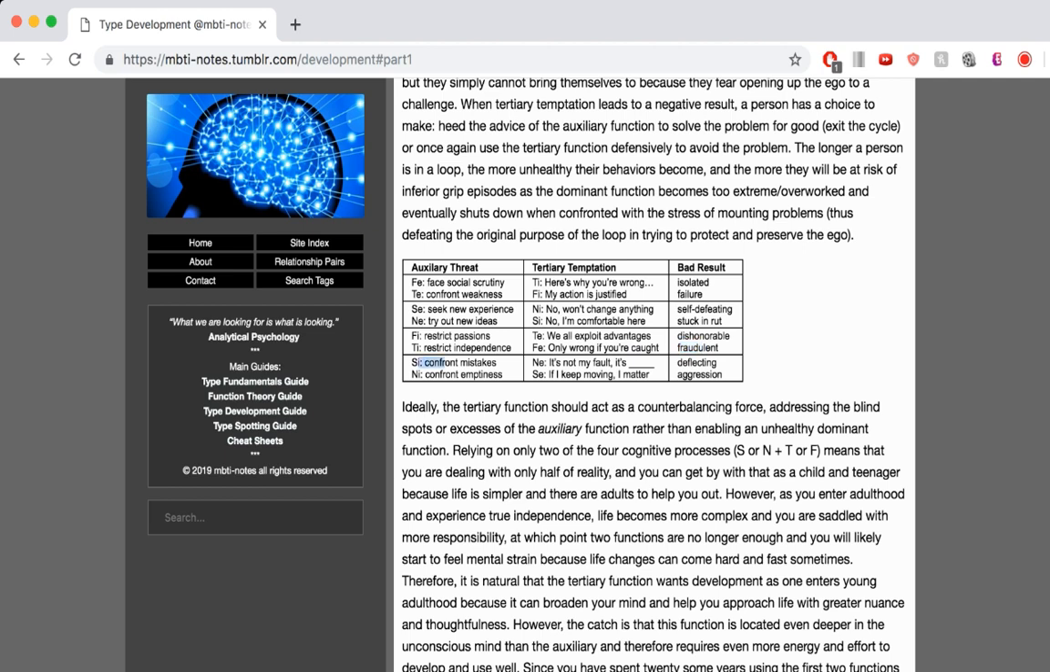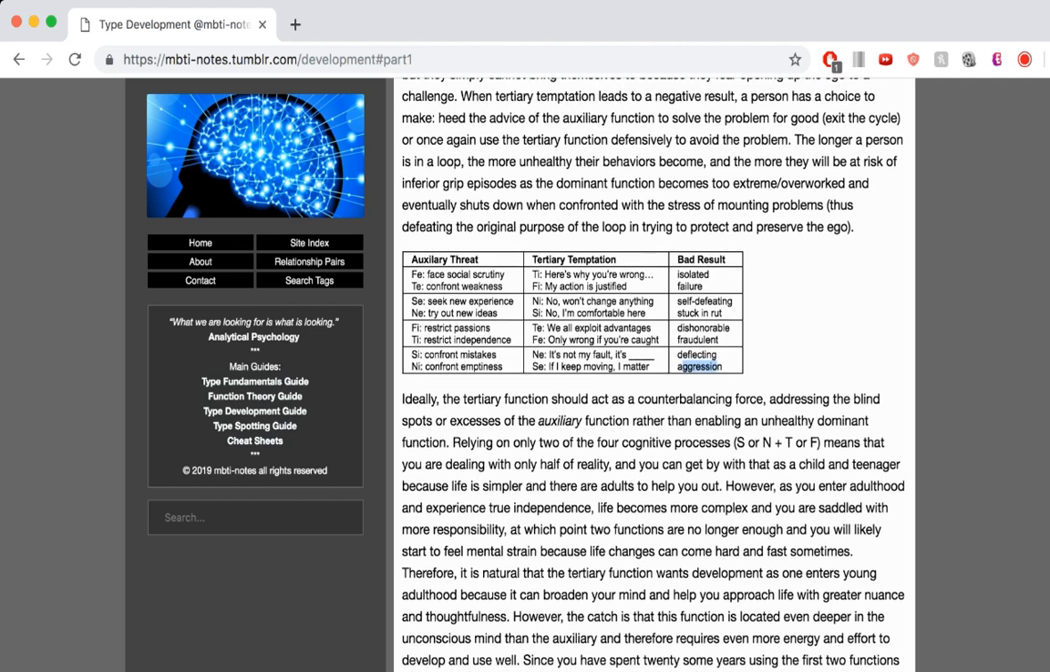SI, confront mistakes. No, it's not my fault. You're just finding other reasons why it's not your fault, making excuses, and you become deflecting. NI, confront emptiness. SE, if I keep moving, I matter. So this is like keeping yourself busy, and you'll become aggressive.